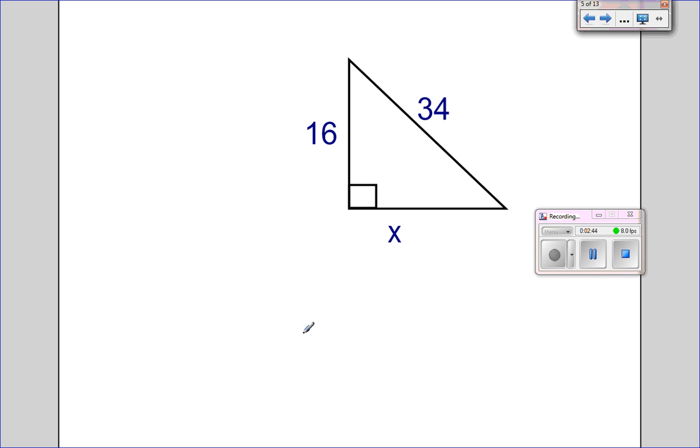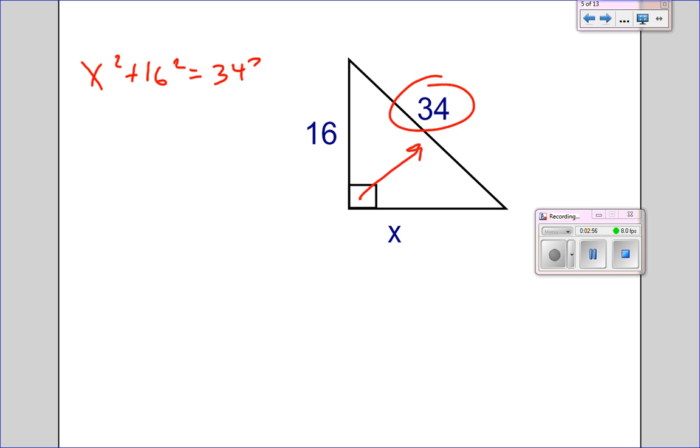Pause the video and try this one out. All right, so first identify your hypotenuse. Across from the right angle, you see 34. So it's going to be x squared plus 16 squared equals 34 squared. X squared plus 256 equals, no, not 2304, sorry about that. I believe that's supposed to be 1156. Sorry, let's erase that, 1156.